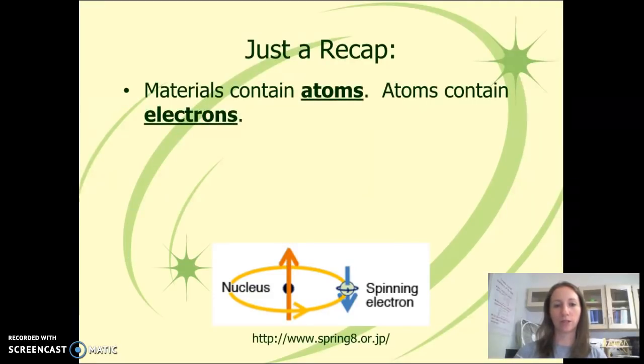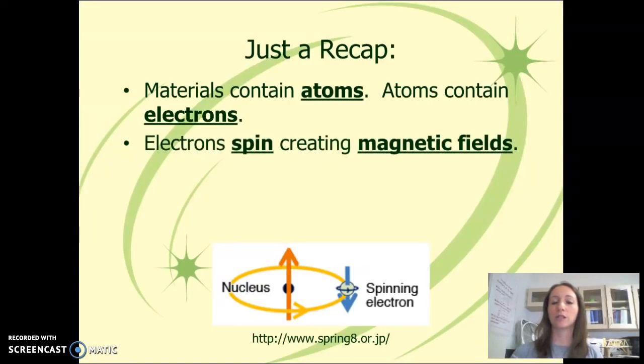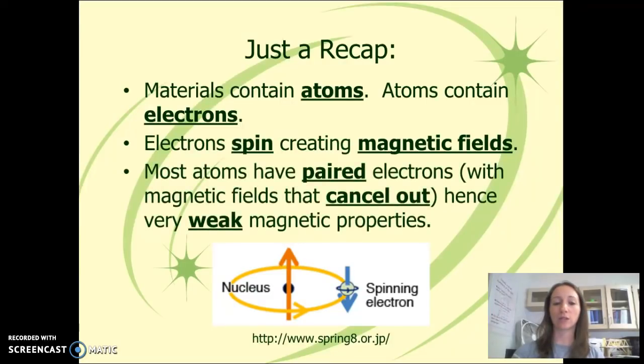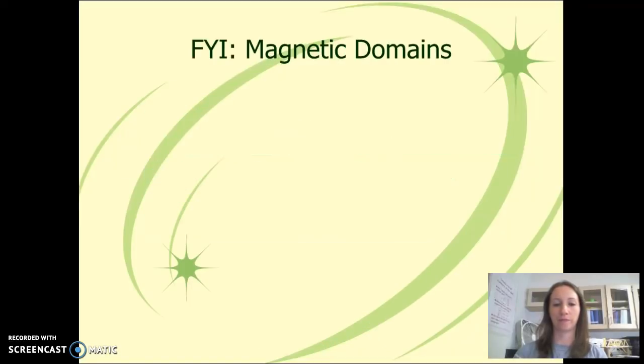Alright, so quick recap. Materials contain atoms. Atoms contain electrons. Electrons spin, creating magnetic fields. Most atoms have paired electrons with magnetic fields that cancel each other out, hence their very weak magnetic properties.